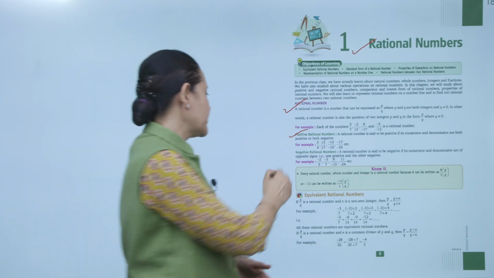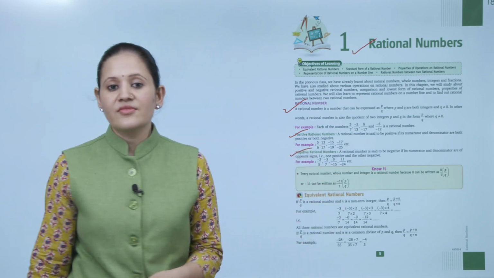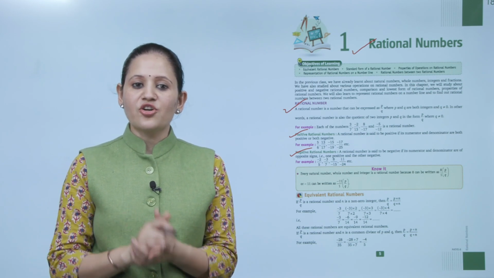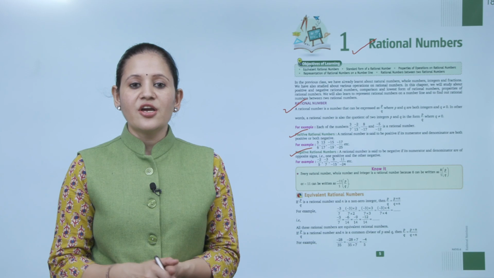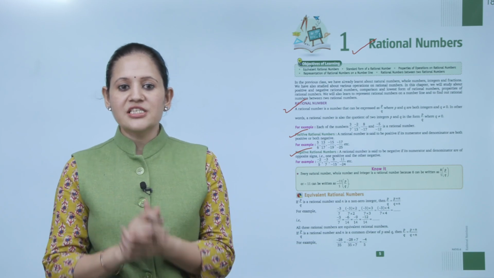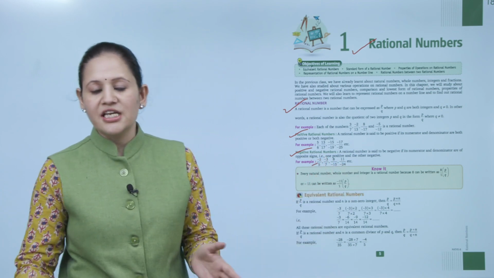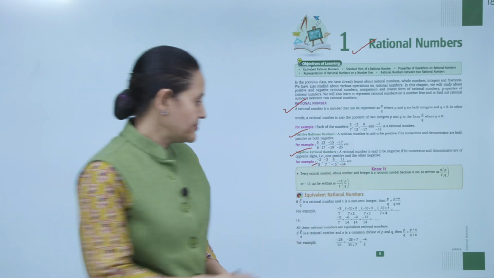Negative rational numbers. A rational number is said to be negative if its numerator and denominator are of opposite sign. One is positive and the other is negative. For example, minus 2 by 5, minus 3 by 7 and all these are negative rational numbers. Know it.